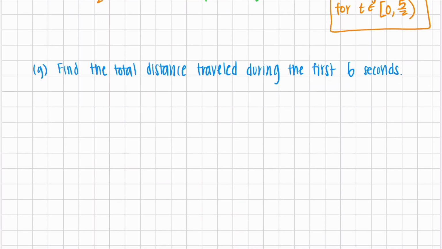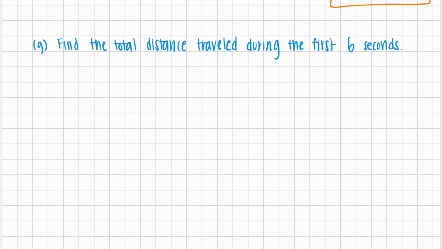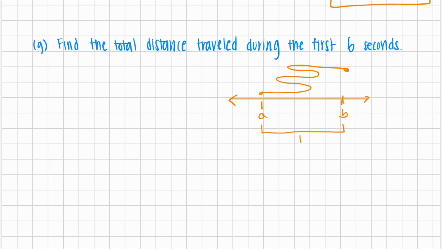Letter G says find the total distance traveled during the first 6 seconds. So total distance traveled is different from displacement. I want you to imagine if I have a particle on a line, and I'm going to draw above the line just to make more sense. Let's say the particle is doing this, my displacement is my s of b minus s of a. So what is this distance right here? This is your displacement. My total distance is how far did I go?